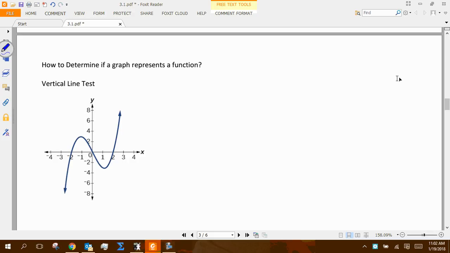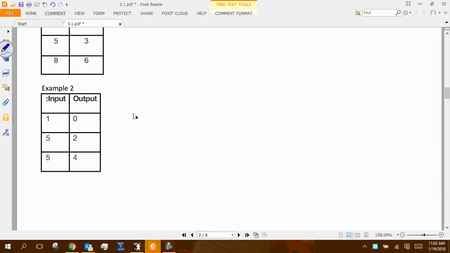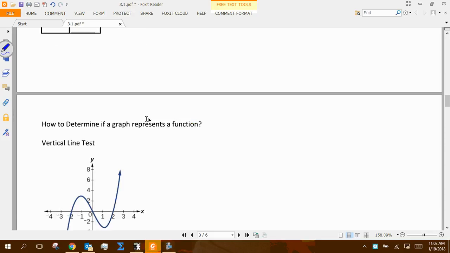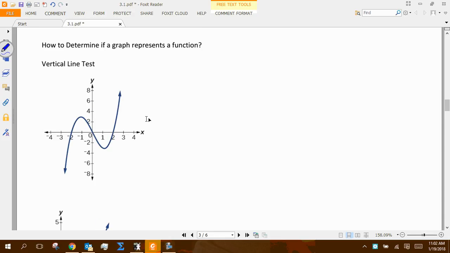So how do we deal with this? Maybe the best way, in the graphical sense of things, is this: in every one of these things, this can be changed to a graph. This can be changed to a graph, and maybe I'll show you that here in a moment. But we use what we call the vertical line test.